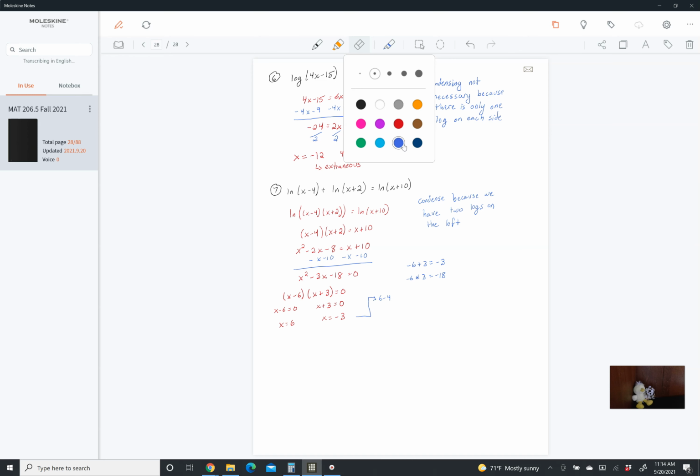So 6 minus 4 is greater than 0. We're okay. So that means that we have to keep checking. 6 plus 2 is greater than 0. And 6 plus 10 is greater than 0. So 6 is a solution. Negative 3 minus 4 is less than 0. Negative 3 is extraneous. And we're done there. Okay, let's take another one.